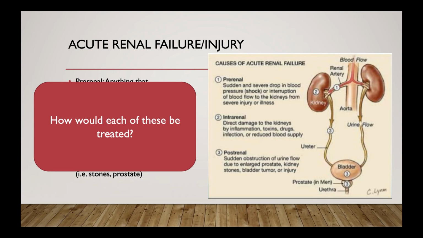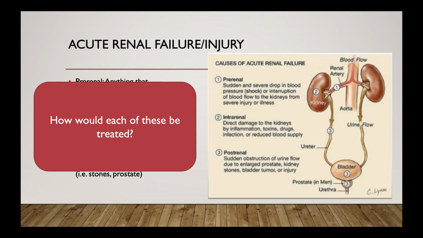So how do we treat each of these, right? So you have a pre-renal condition because this patient is severely hypovolemic, they're in shock. You're going to give these patients fluids, you're going to put them on vasopressors, you're just going to increase the blood supply to the kidneys for whatever reason it's disrupted.